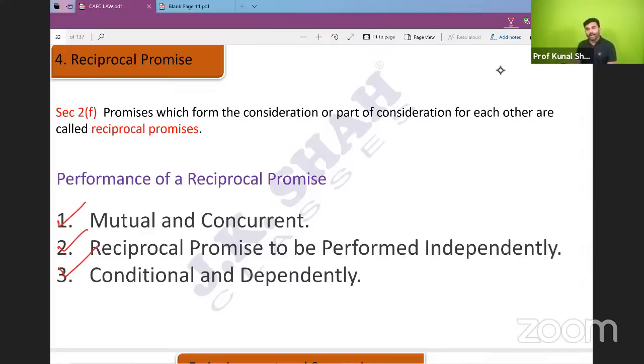The contract got entered on 1st of January and the contract was scheduled to be performed on 30th June. So there was a time gap of 6 months between the date of forming the contract and the due date of performance. It is my promise to pay him 5 lakhs and it is the promise of the farmer to deliver me 5,000 kgs of rice.